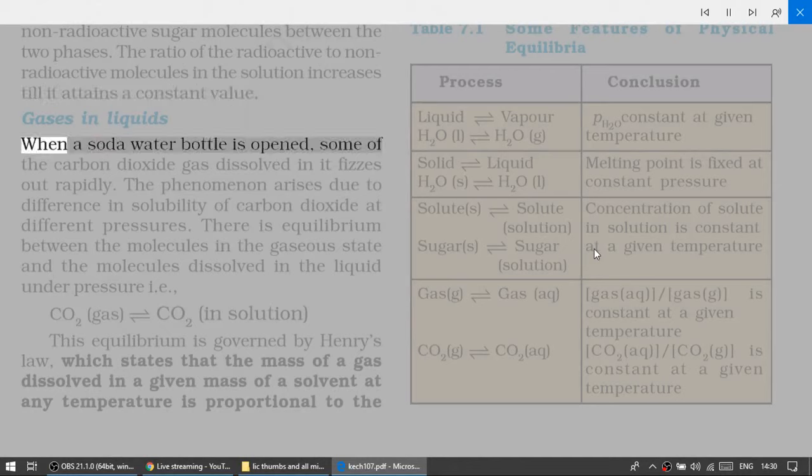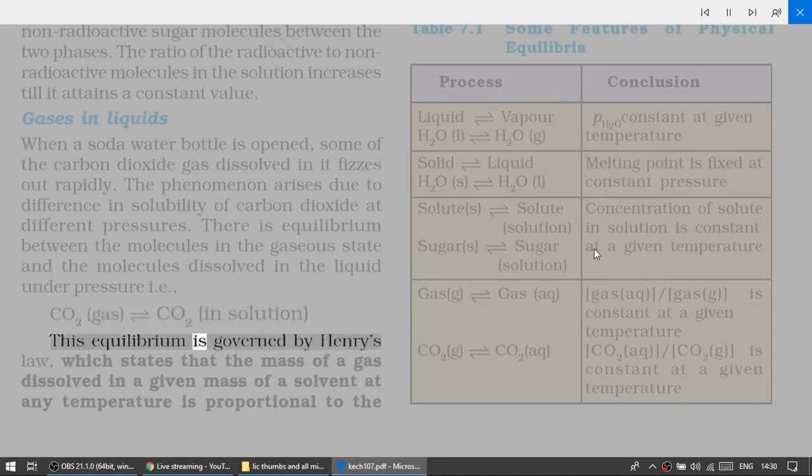Gases in liquids. When a soda water bottle is opened, some of the carbon dioxide gas dissolved in it fizzes out rapidly. The phenomenon arises due to difference in solubility of carbon dioxide at different pressures. There is equilibrium between the molecules in the gaseous state and the molecules dissolved in the liquid under pressure, i.e., CO2 (gas) ⇌ CO2 (in solution).